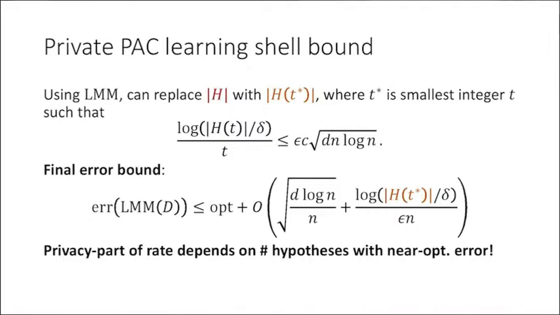So there's actually a lot of room for improvement. We could hope to get bounds that also, in the non-privacy part, depend on some local complexity measure, but at this point we don't quite know how yet. Okay, let me just wrap up.